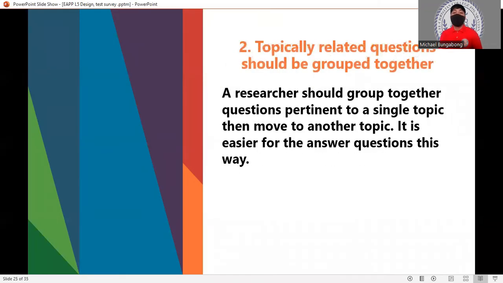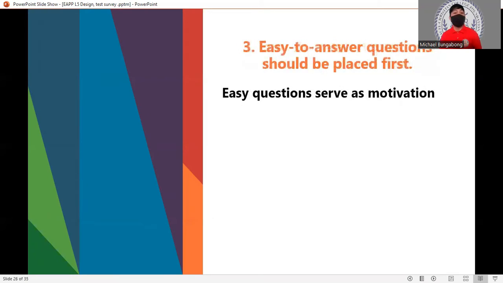All right. So secondly, topically related questions should be grouped together. A researcher should group together questions pertinent to a single topic, then move to another topic. It is easier to answer the questions that way. And number three, easy-to-answer questions should be placed first. Easy questions serve as motivation, right?